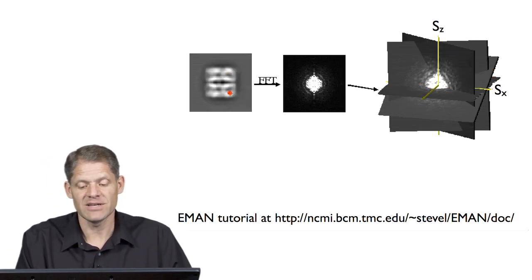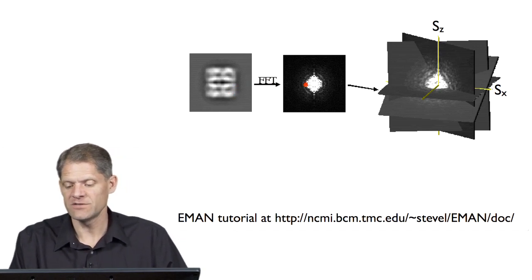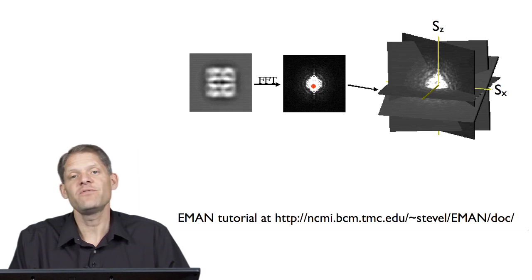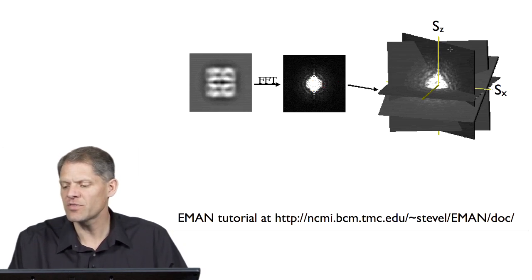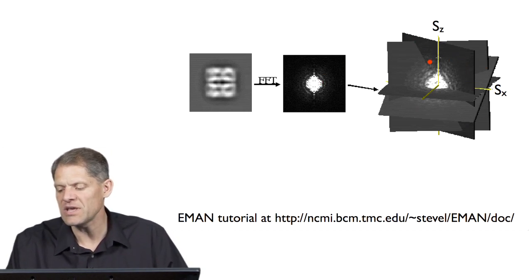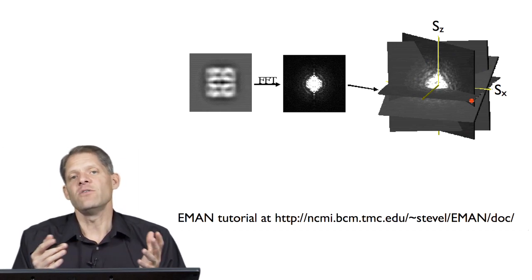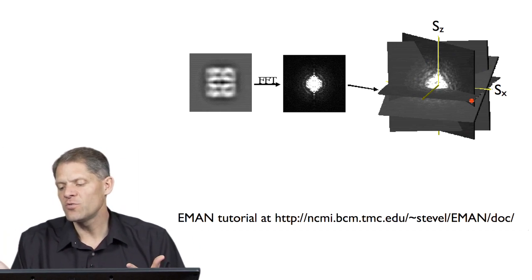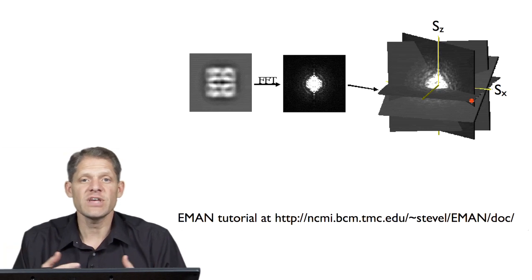Here it is, it's clearly a side view. We calculate its Fourier transform, amplitudes and phases, and then we find the common line that it has with the third, the second, and the first. Together, this is now an overdetermined set, which reveals how to insert the amplitudes and phases of this power spectrum into 3D Fourier space. This process is shown with 4 different central sections.